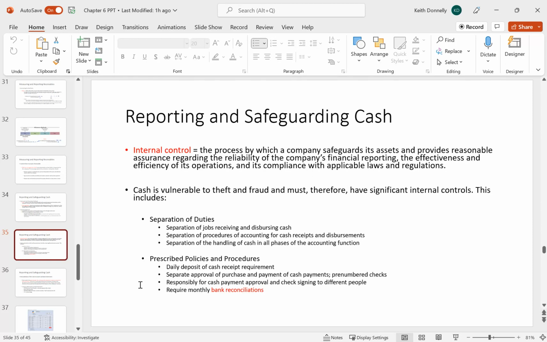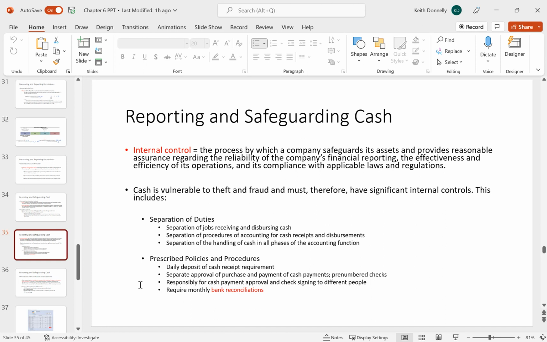Now, one thing that's important in accounting is this thing called an internal control, right? The idea here is an internal control is a mechanism that helps safeguard or protect your assets. And it really helps control the efficiency and the effectiveness of your company's operation. It also helps with compliance with laws, right? Because post-Enron, there were a lot of rules about internal controls over the financial reporting process, right?